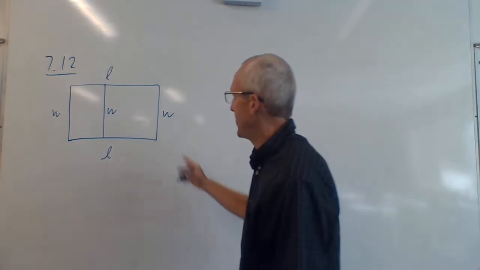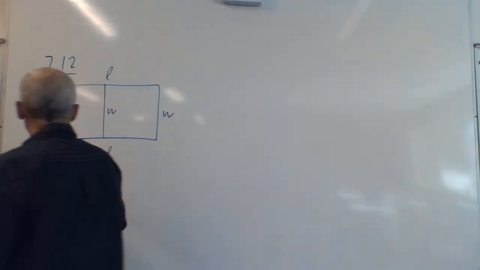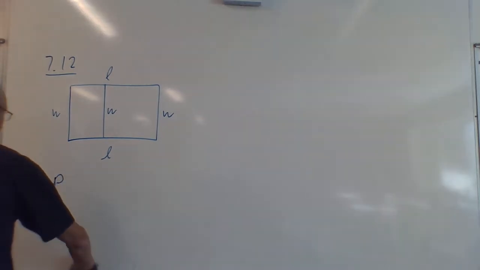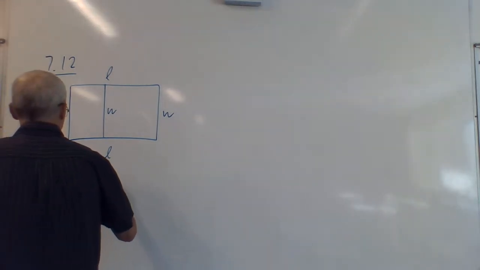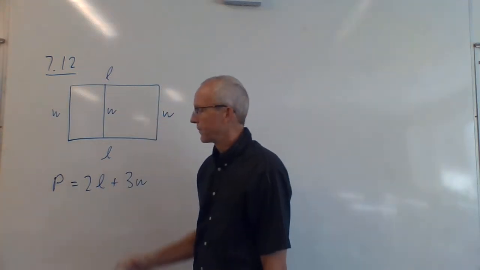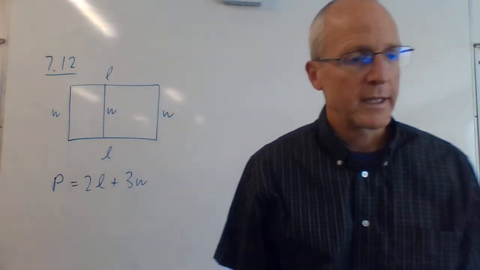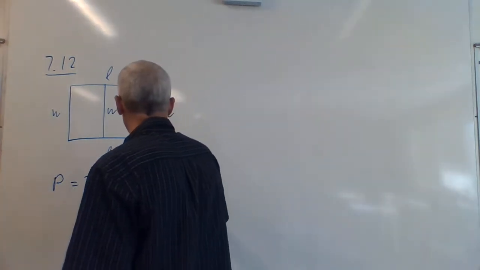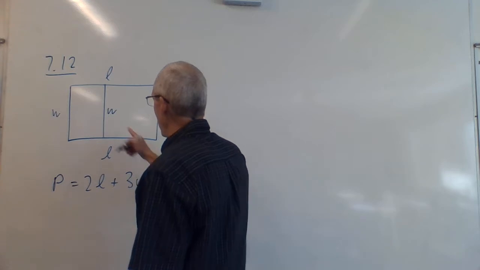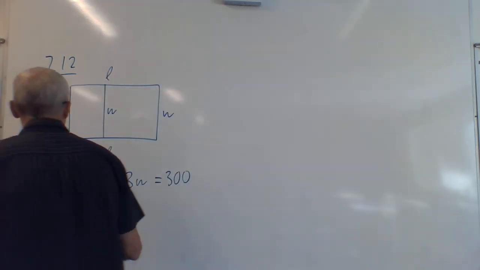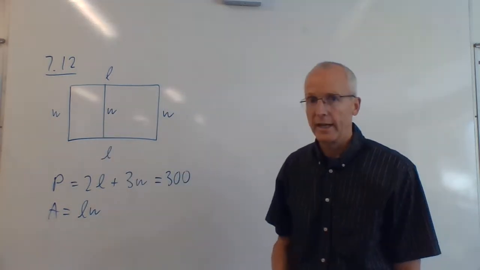Our perimeter, the amount of fence we have, is 2 L's plus 3 W's: 1, 2, 3. They tell us that's only 300. So 2L plus 3W equals 300. Now, what is the area? The area is just length times width. Doesn't matter, there's one in the middle for the area.